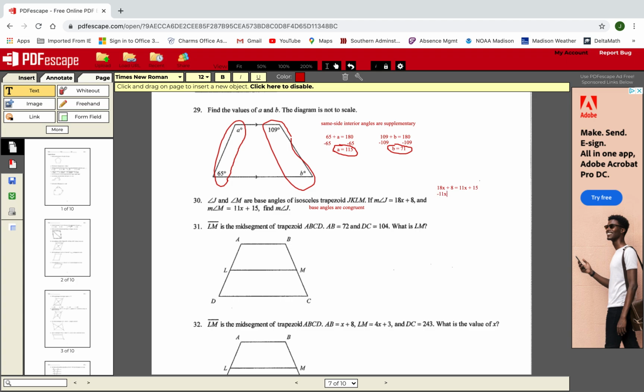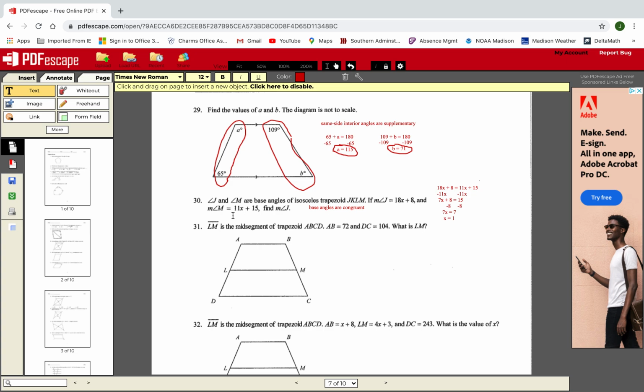I'm going to subtract 11x from both sides. Which gives me 7x plus 8 equals 15. And subtracting 8 from both sides. Which gives me 7x equals 7. All right, so x equals 1.